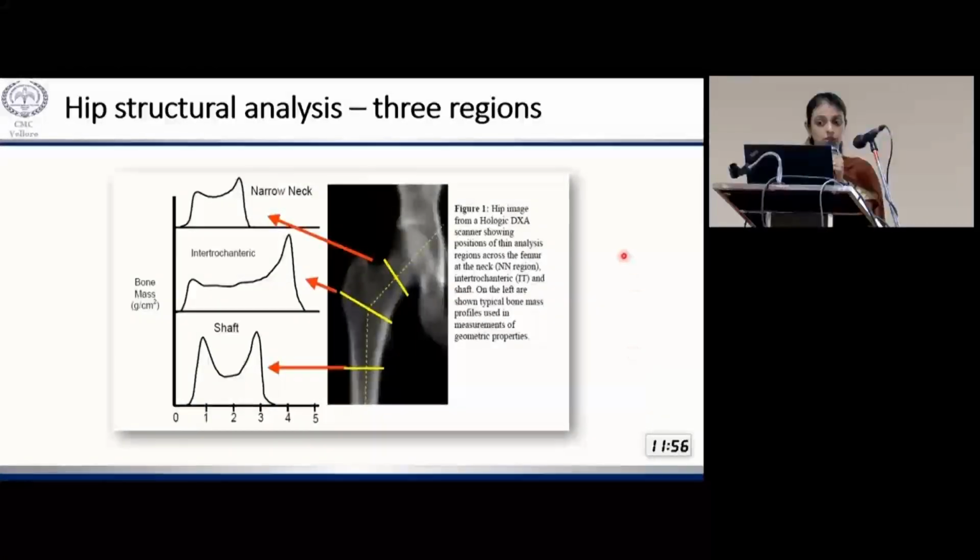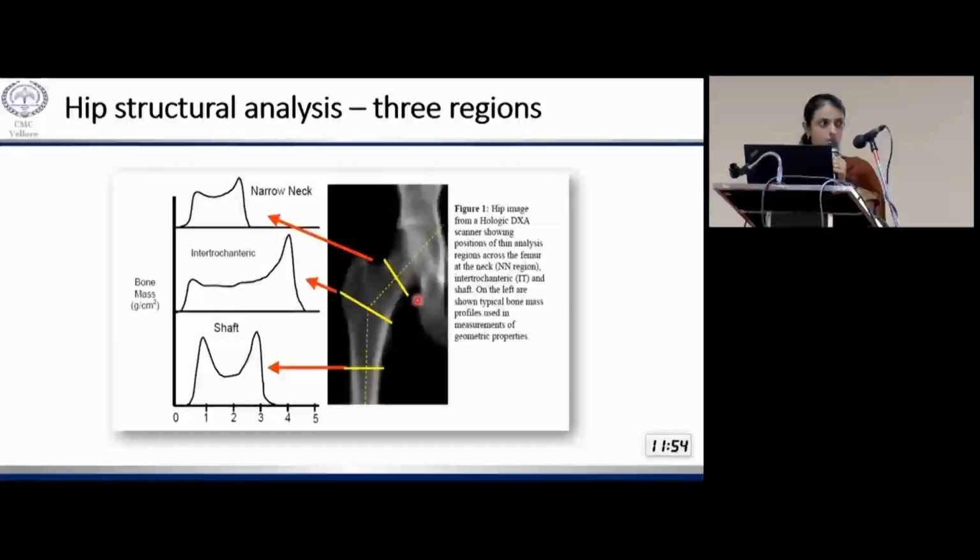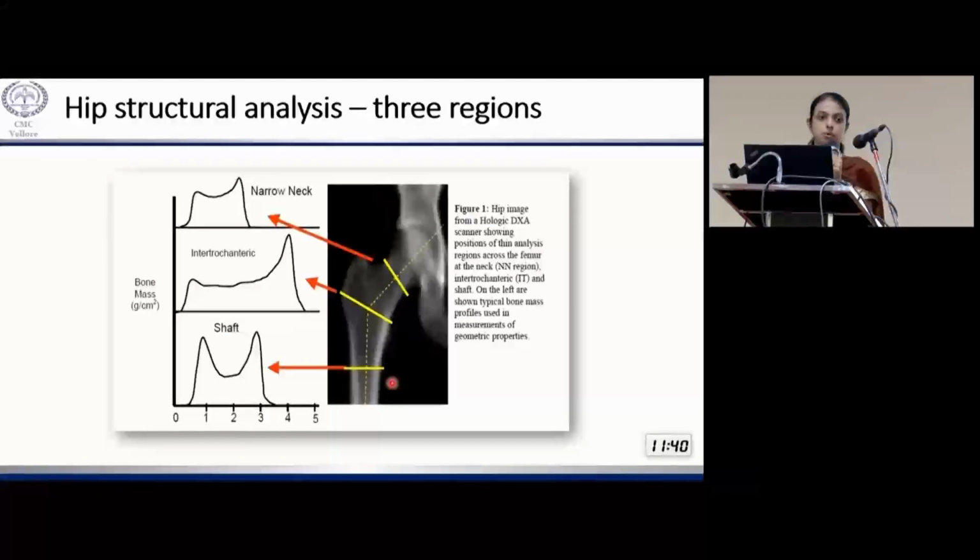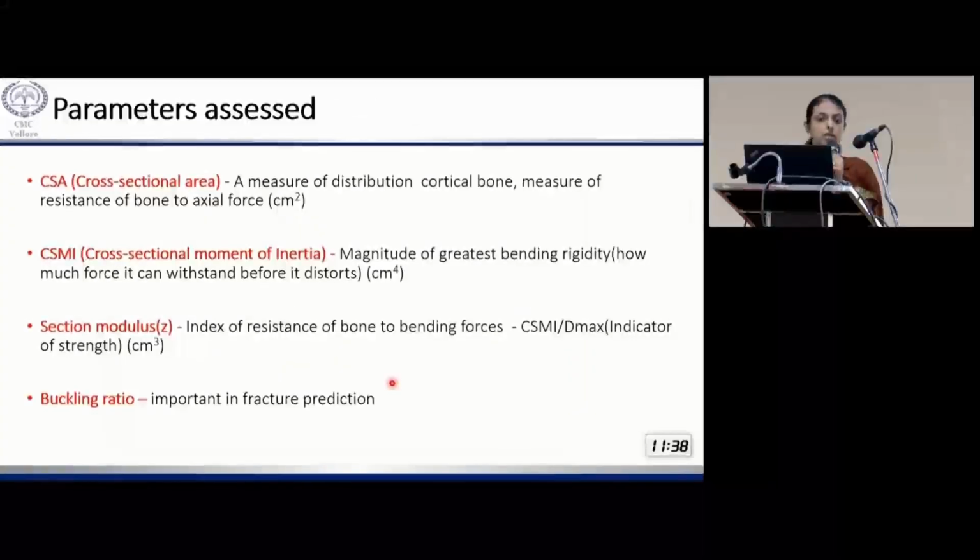And the areas of interest would be the narrow neck, which is the narrowest portion of the neck, the intertrochanteric region and the femoral shaft, which is 2 centimeters below the lesser trochanter. Why these 3 regions? Because these are the weakest areas of the bone that is most prone to fracture. These are the various indices that are looked at.